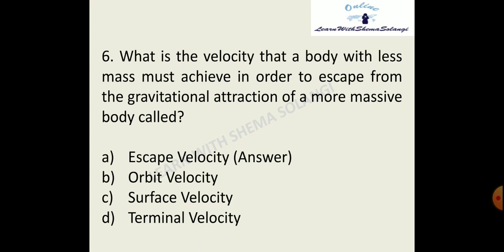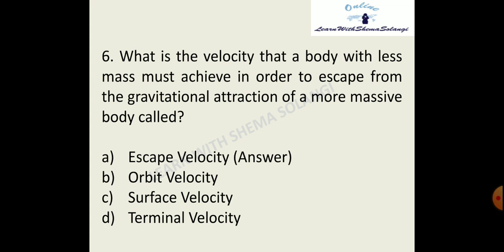Now, the sixth MCQ is, what is the velocity that a body with less mass must achieve in order to escape from the gravitational attraction of a more massive body called? The correct option is escape velocity. Escape velocity is the velocity that a body must have in order to escape from the gravitational pull of a massive object such as a planet.